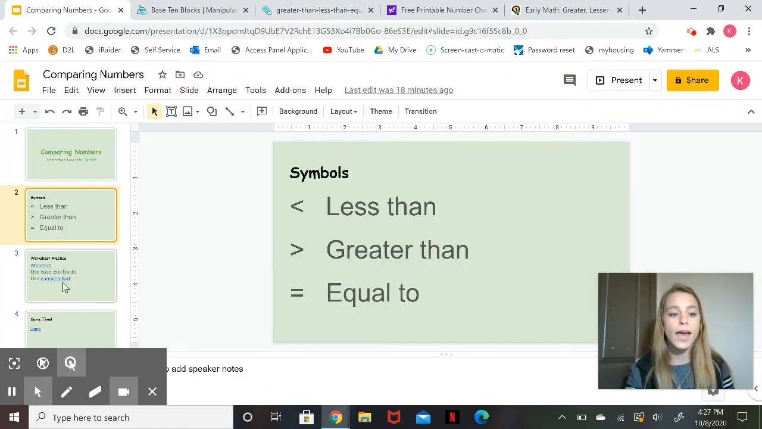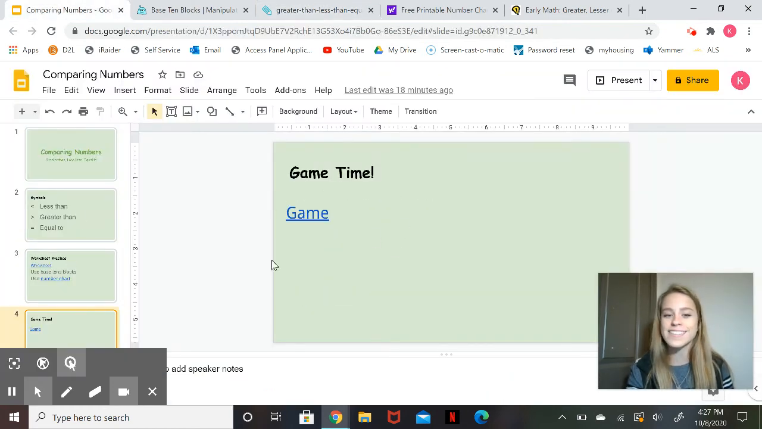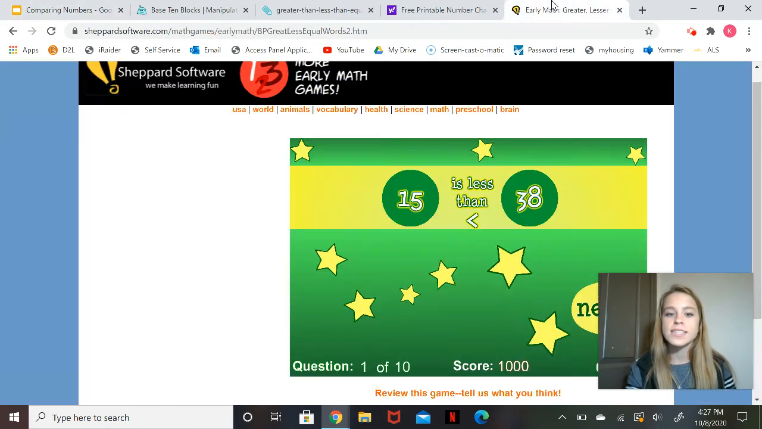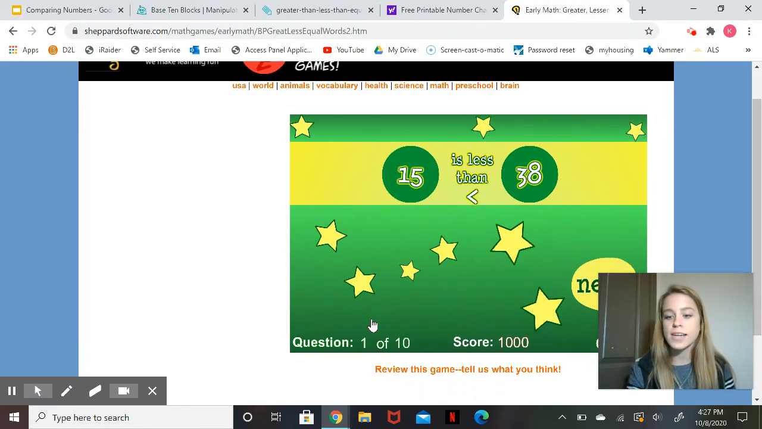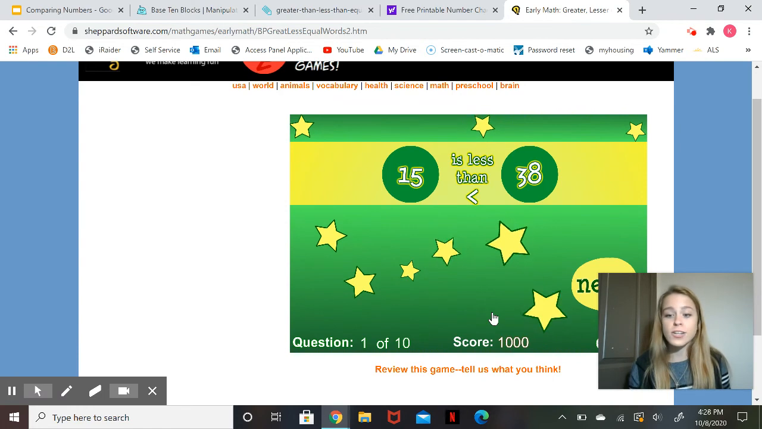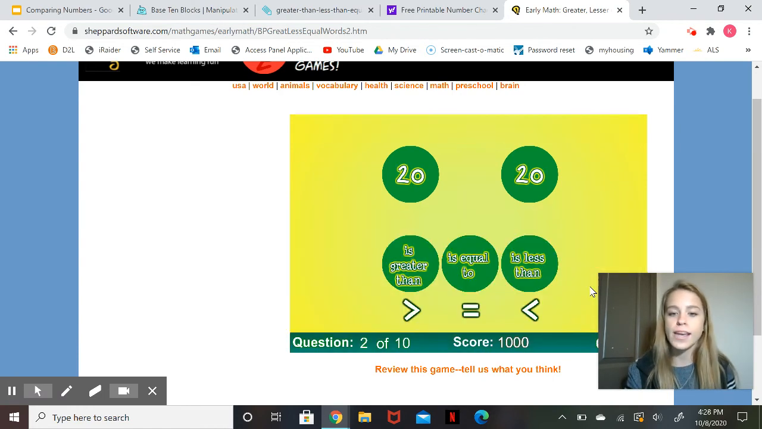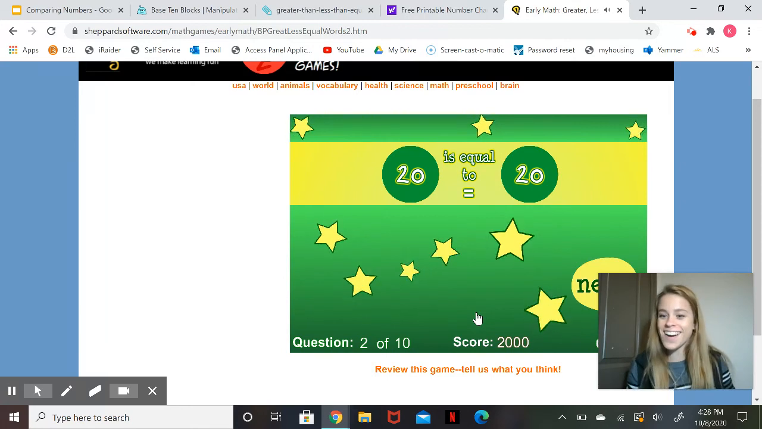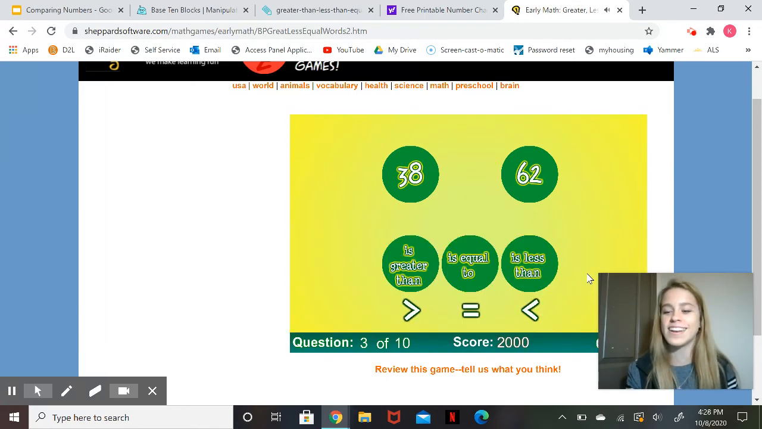But we're going to go ahead and finish out by looking at this game. And this game is just extra practice to practice your greater than, less than, or equal to skills. So we're going to go ahead and look at one. And this one says 20 and 20. 20 and 20. I think they're equal to. They are. Let's go ahead and hit next.